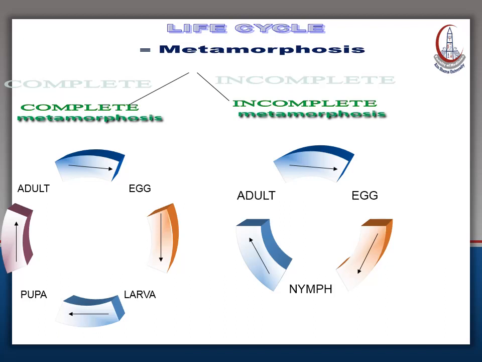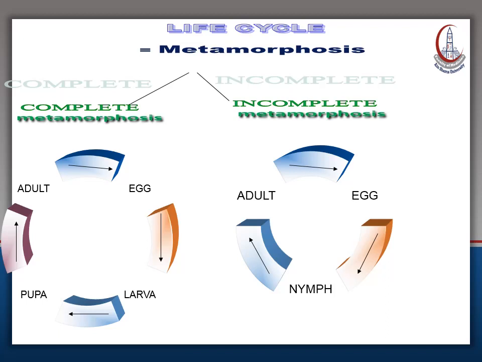The life cycle of an arthropod, we call metamorphosis. Meta means change, and morphosis means morphology or the outer characteristics of the arthropods. The life cycle may be either complete or incomplete. In the complete life cycle, we have got four stages. The adult, which lays eggs. The eggs hatch to give larvae. The larvae change into pupa, and then the pupa changes into adult.